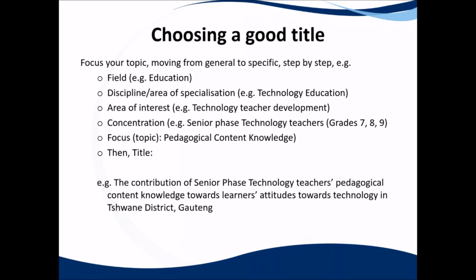Make sure that you are very clear when you choose that title. Where is it in your field? What is the specific discipline, specialization? Because when you say it's in the field of education, you see how education can be broad. In education, we also have technology education, but that's a specific area of education. With educational management, we have educational psychology, inclusive education. So where in that discipline, in that field? You break it down: what is the interest that you have in technology teacher education? So in this example, it's about development.